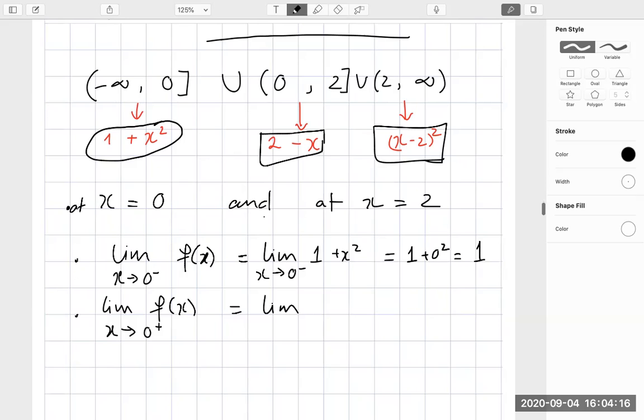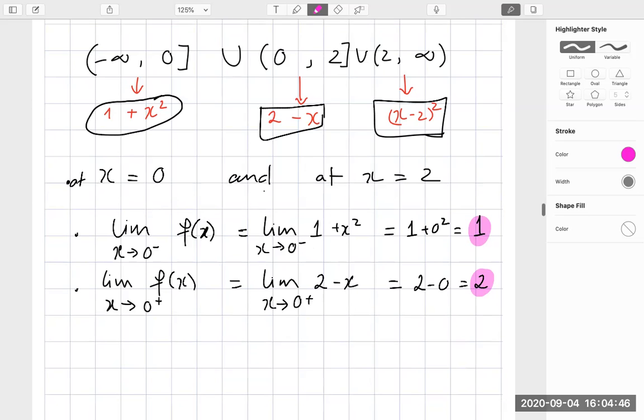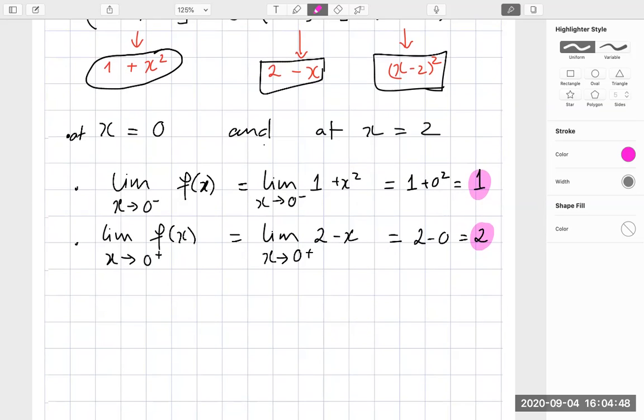And similarly, it is from the right side of 0 and close to 0, so we should use the second range, which is 2. Okay, now the left-hand limit and the right-hand limit are different. So it is not continuous at this point. The limit does not exist.